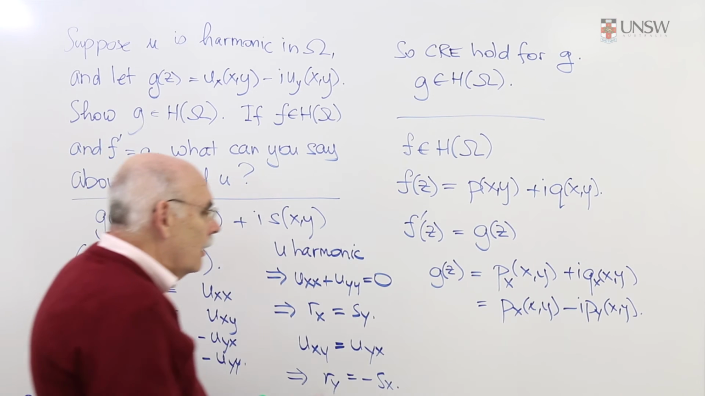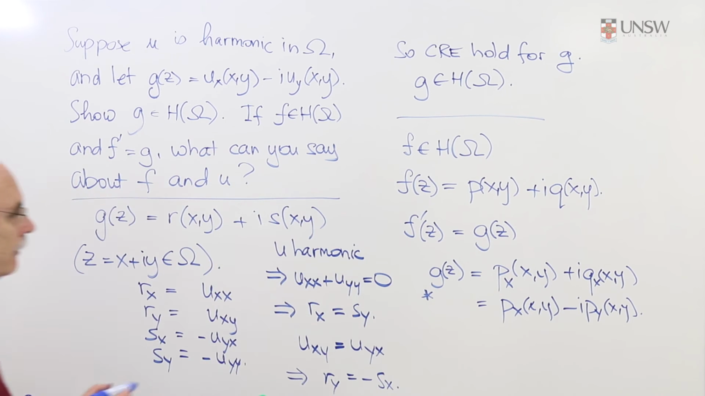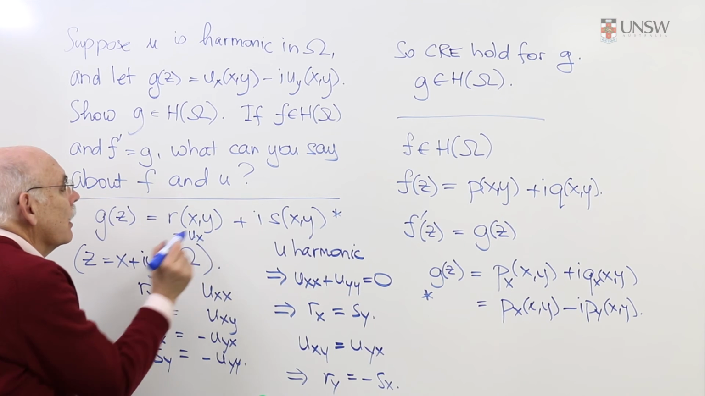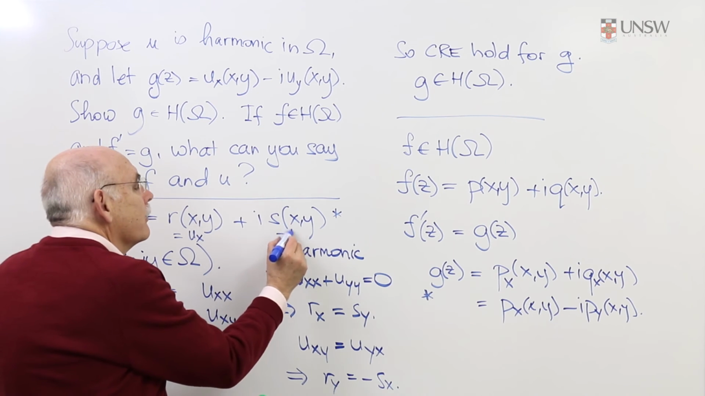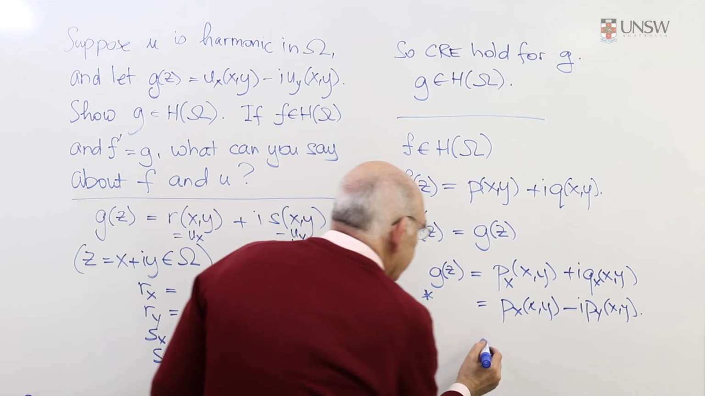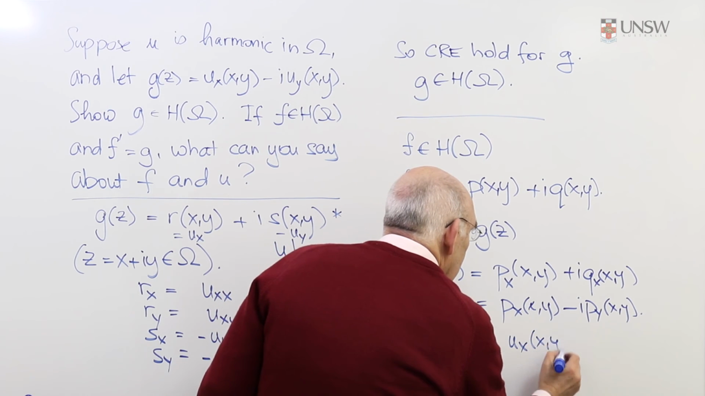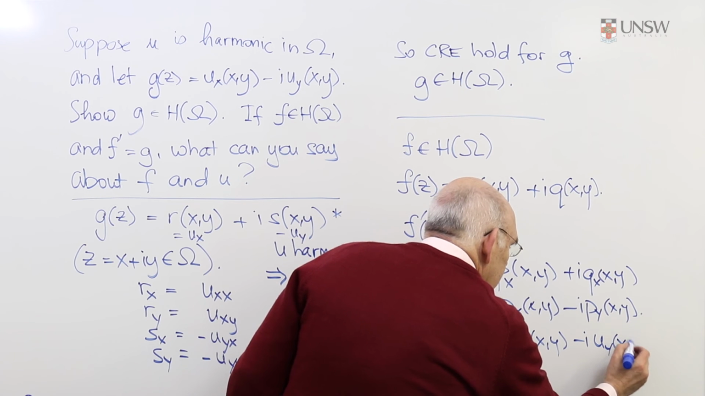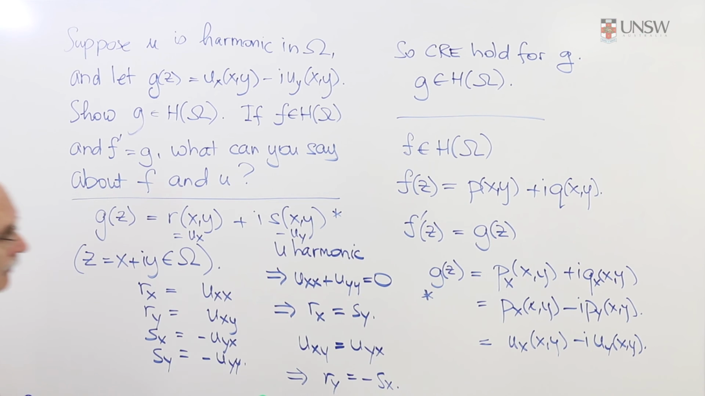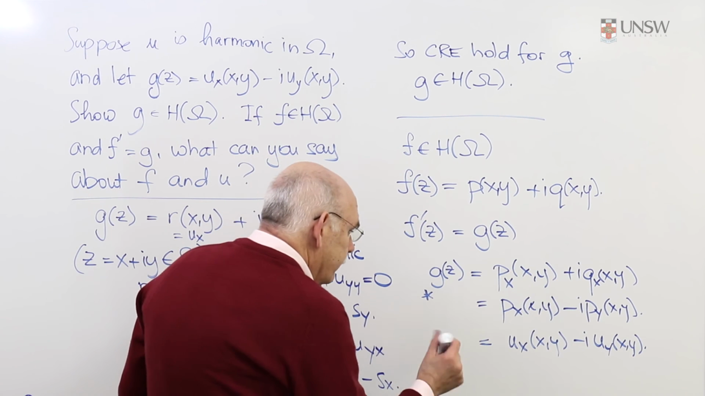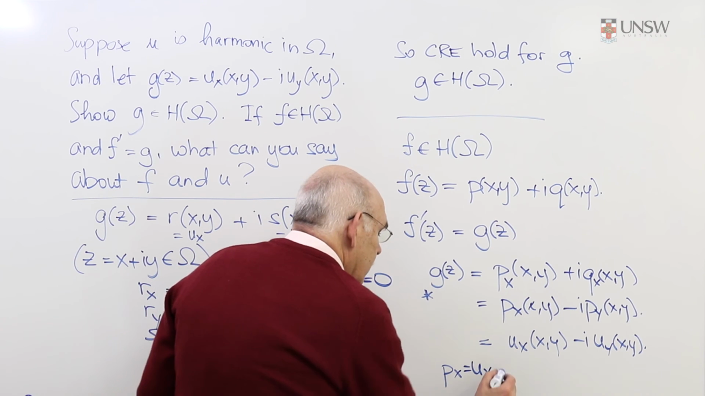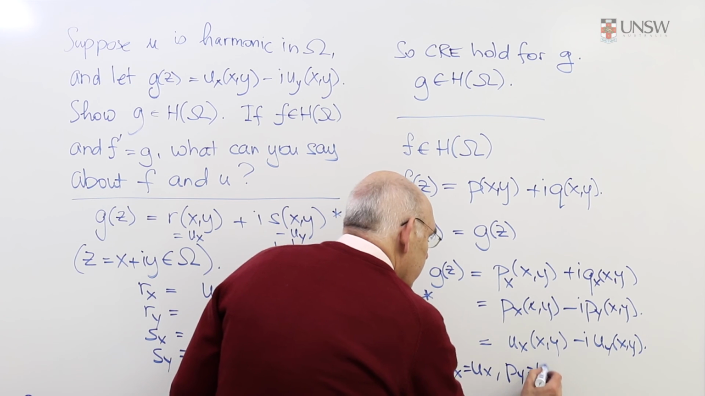Now, there's something that we can say about this, and we can compare that to, in fact, r of (x,y) is equal to u_x, and s of (x,y) is equal to minus u sub y. So this is also the same thing as u_x of (x,y) minus i times u_y of (x,y). Now, these things are the same. That means that equating the real parts and the imaginary parts, that says that p_x is equal to u_x and p sub y is equal to u sub y.